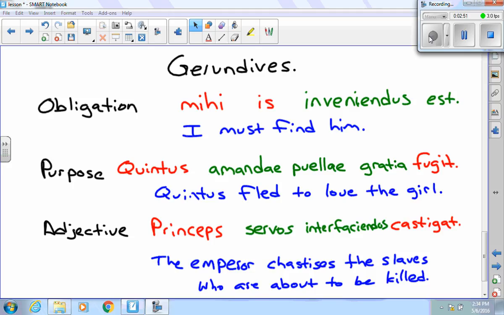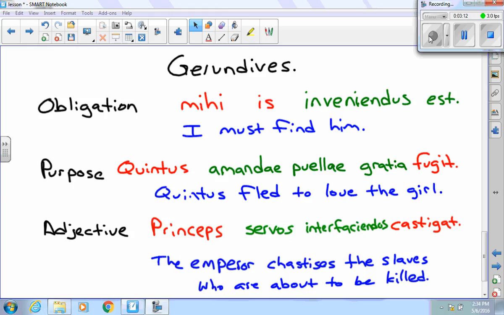Finally, here I have the gerundive use. We have three uses of the gerundive. We have obligation, purpose, and adjectives. Our first one, mihi is inveniendus est, I must find him. This is our passive periphrastic or gerundive of obligation. Inveniendus, if we get the est, the form of sum, if I have a form of sum, I have obligation.